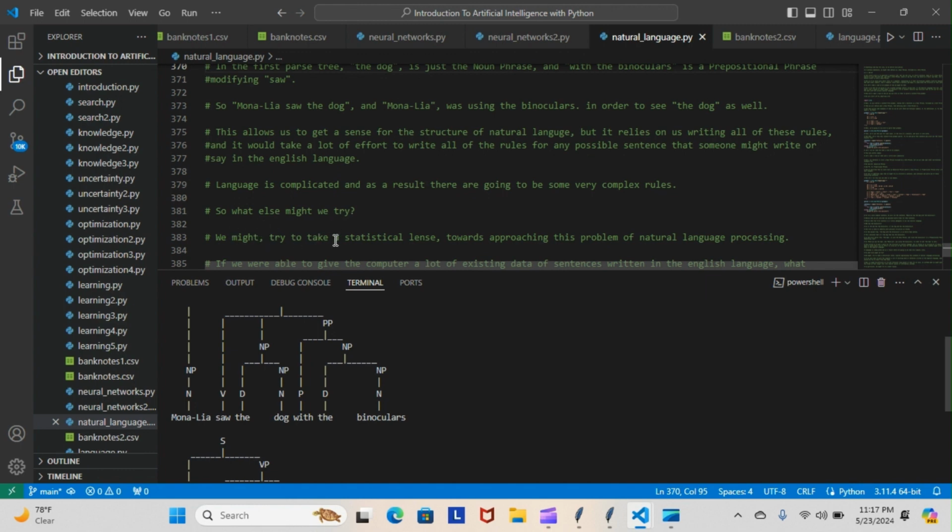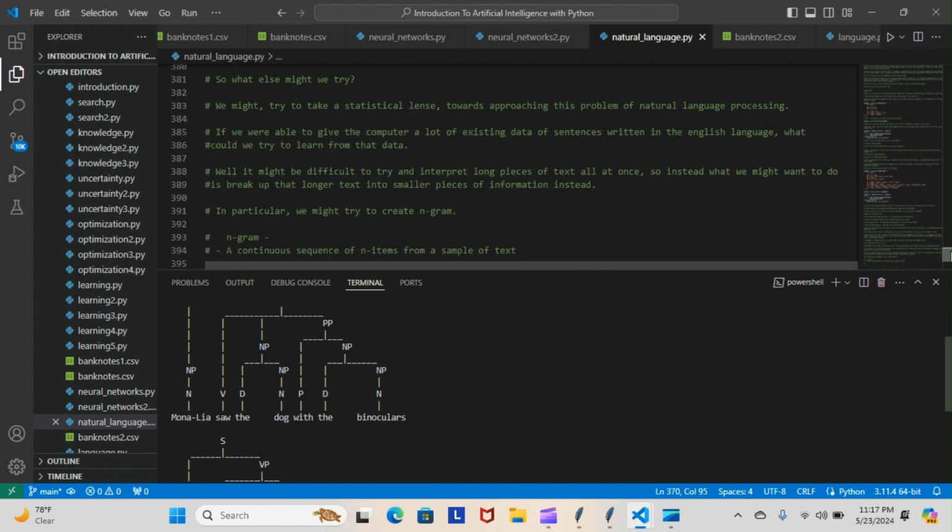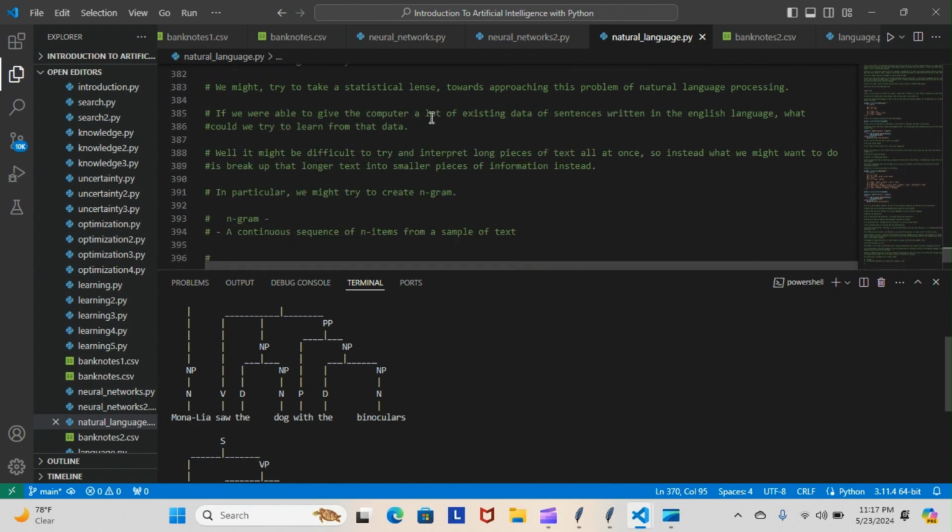We might try to take a statistical lens towards approaching this problem of natural language processing. If we were able to give the computer a lot of existing data of sentences written in the English language, what could we try to learn from that data? It might be difficult to interpret long pieces of text all at once. So instead, we might want to break up the longer text into smaller pieces of information. In particular, we might try to create an n-gram, which is a continuous sequence of n items from a sample of text.